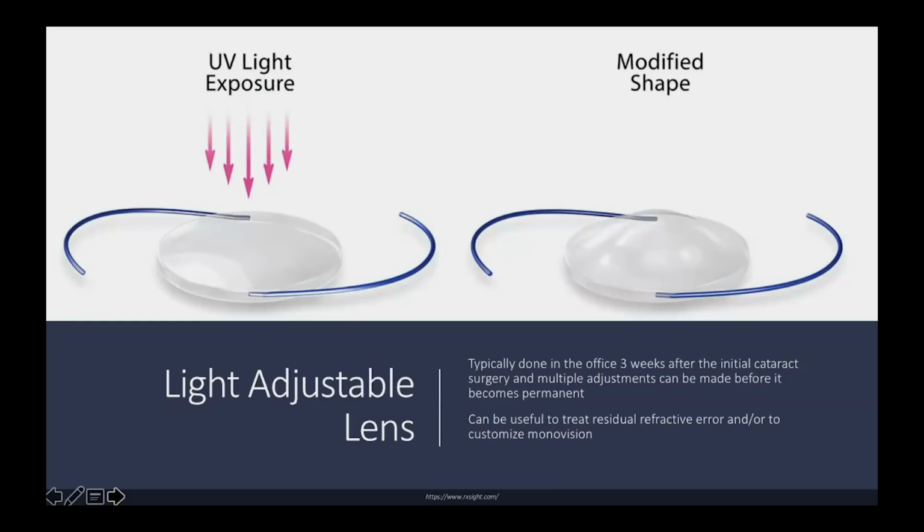These treatments are usually done in the office after the initial cataract surgery, about 3 weeks after the surgery, and multiple adjustments can be made over the next week or two before it becomes permanent. The reason I specifically bring this up here is because this can be used to treat any residual refractive error, but if you're doing monovision, with the light adjustable lens you can actually customize your monovision to the exact set target for that near target that you want.